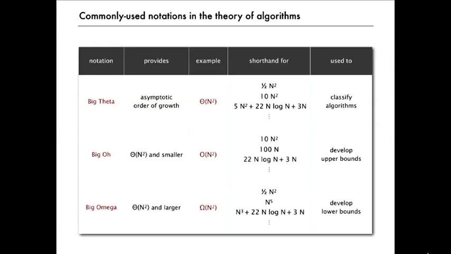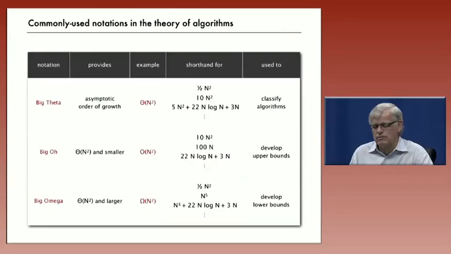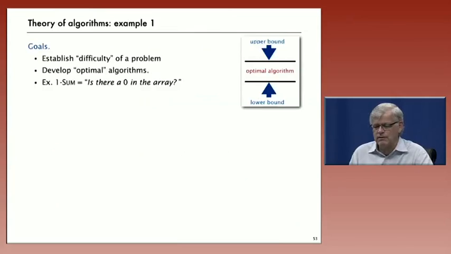And then there's big O notation, which is upper bounds on performance. When we say big O of n squared, we mean that it's less than some constant times n squared as n grows. And big omega is used for lower bounds, which means it's greater than some constant times n squared as n grows. So those three notations we're able to use to classify algorithms, and I'll show in the following examples. The examples from one-sum, two-sum, and three-sum are easy to articulate. So our goals are to establish the difficulty of the problem and develop an optimal algorithm.